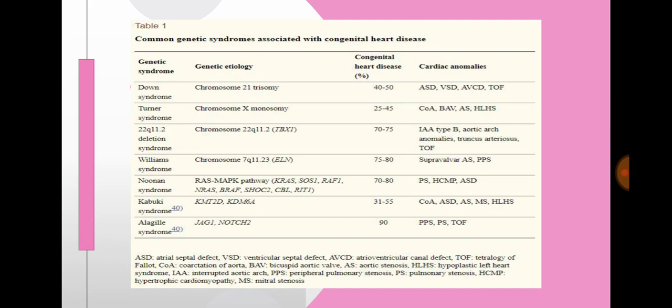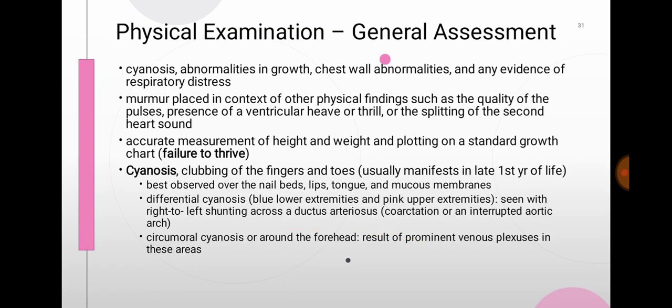Now we go to physical examination. Of course, we do our PE always systematically. First, we do your general assessment before you proceed and focus on the heart. So for your general assessment, again, you check if there's cyanosis, abnormalities in growth and development. Are there chest wall abnormalities? Are there any evidence of respiratory distress? Do you hear a murmur?